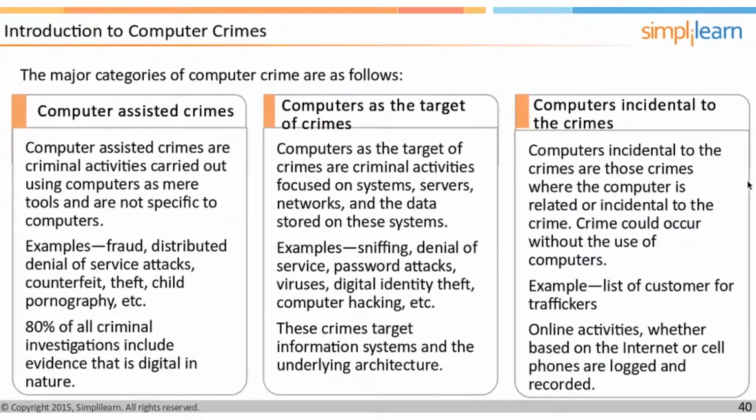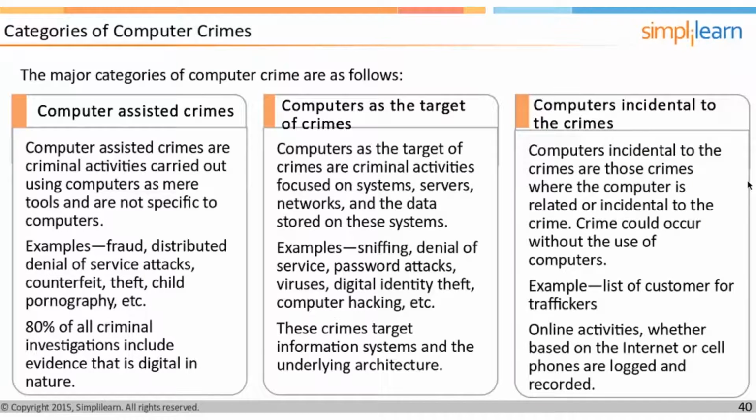So there are 3 categories of these computer crimes. First is the computer-assisted crime. This is where you will use the computer to carry out the crime. So in this case, the computer is a tool. You could do some kind of fraud, counterfeit, theft, etc. And the other is the computer as the target. In this case, the computer becomes the victim. There could be a denial of service. You could send some virus, or you can hack the computer.